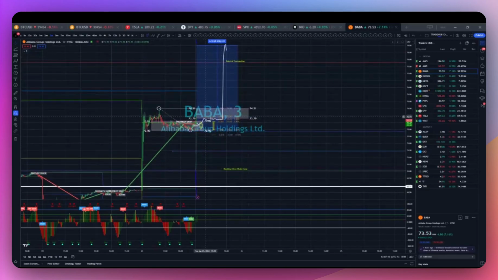I would start looking at this, like I said, around 1 to 1:30. Breakout should be around 2 o'clock. So we'll keep an eye on that today. We'll set an alert right here. 73.62, 73.64. I'll set an alert so we don't have to stay watching it.